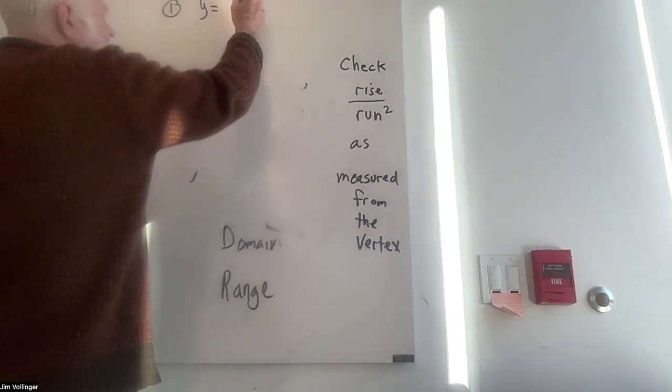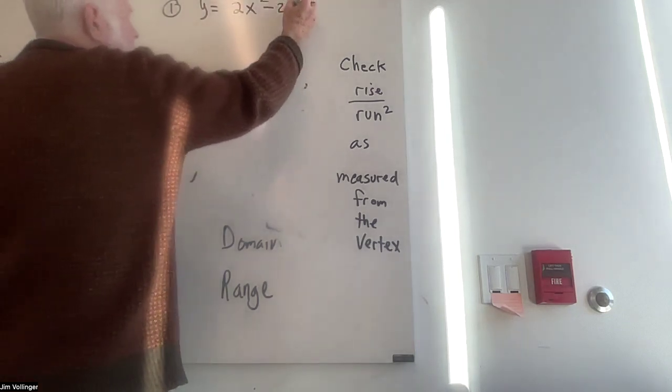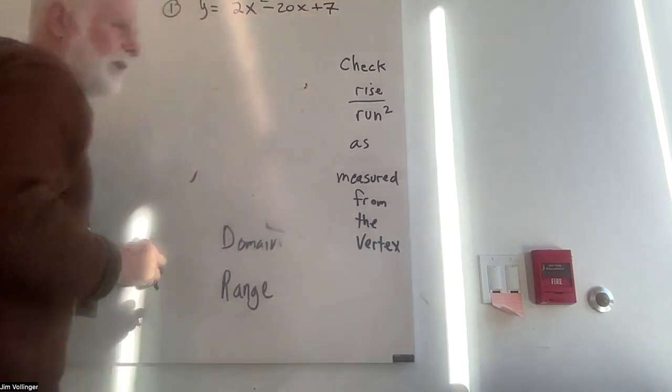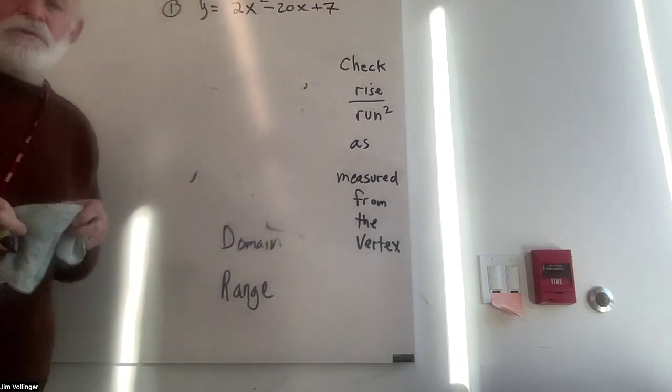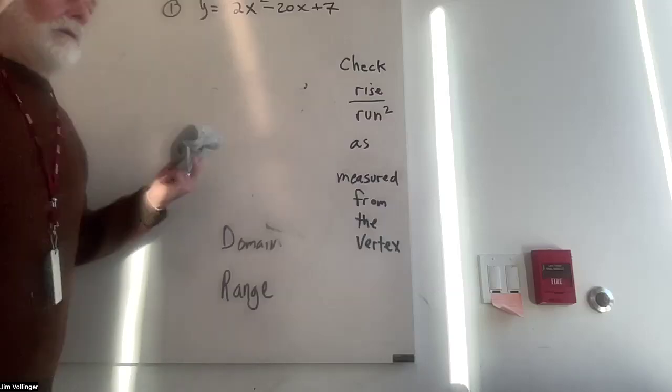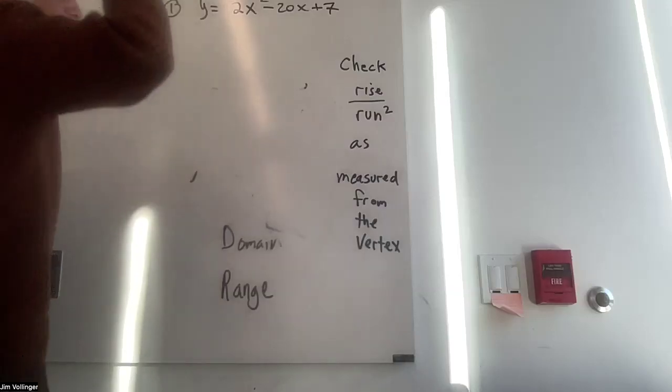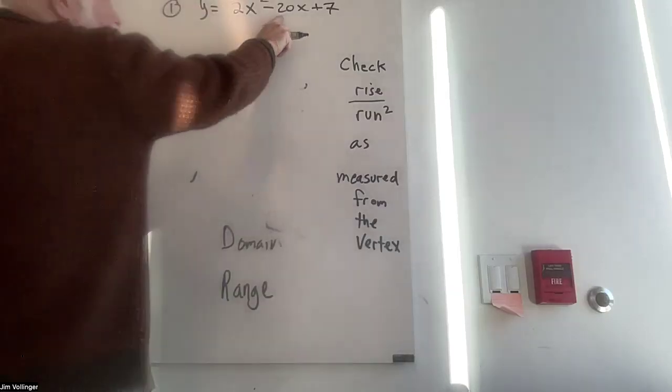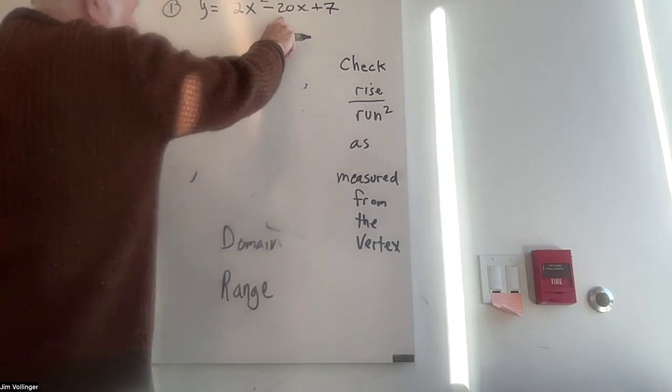I think it was positive 2. 2x squared minus 20x plus 7. So how would I graph this? How would I find the roots in 30 seconds or less? By doing the following. Well, I've got one more thing to show. I want to prove that the rate of change at 0 is minus 20.